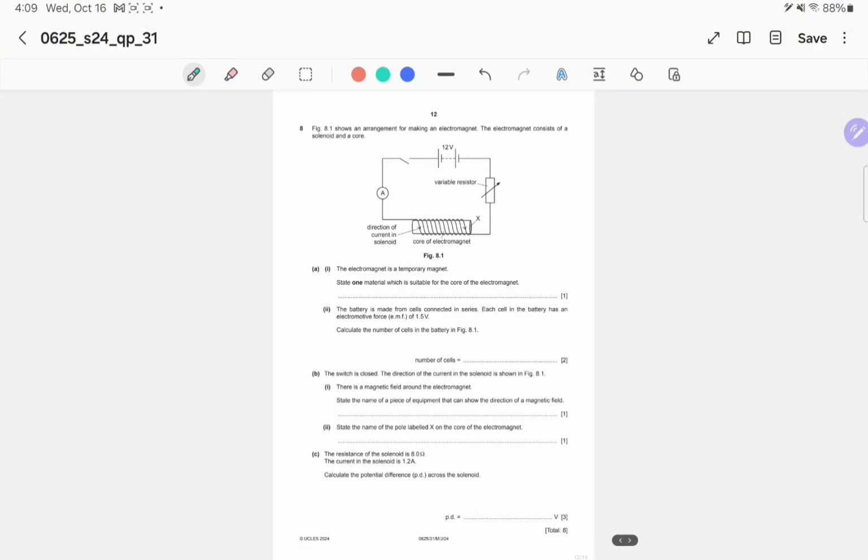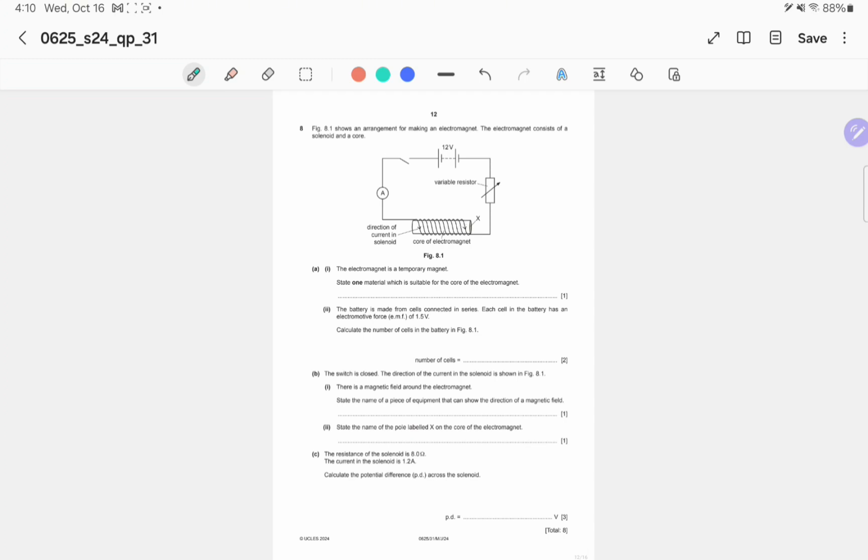Now next question, it is the 8th question. What is the answer for the 8th question? We will go through the question first. Here it shows an arrangement for making an electromagnet. The electromagnet consists of a solenoid. It is in the center here of your core.